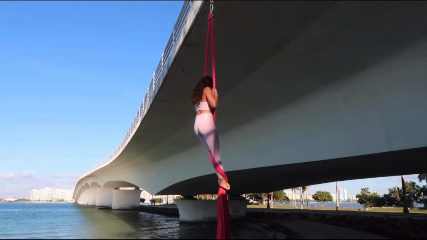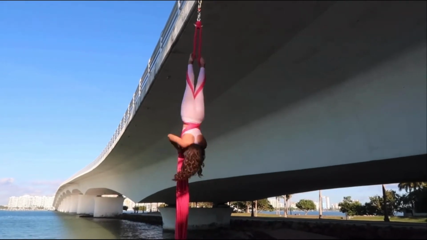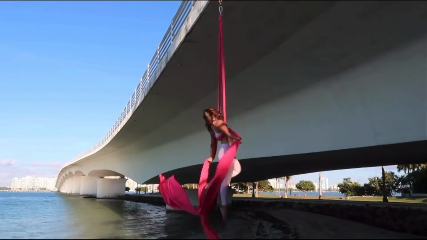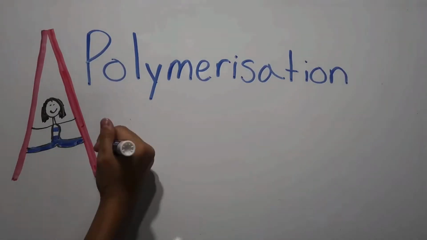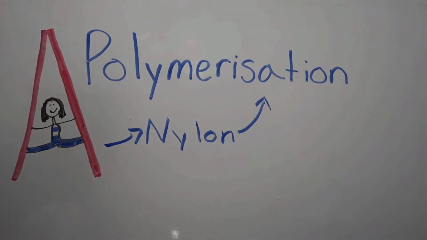Like me, you love both science and aerial silks. You might not think these two things have much in common, but in actuality, aerial silks relates to physics, chemistry, and biology. Today I'll find out how these relate to chemistry. The fabric used to make aerial silks is called nylon, and polymerization is the process needed to synthesize this material.